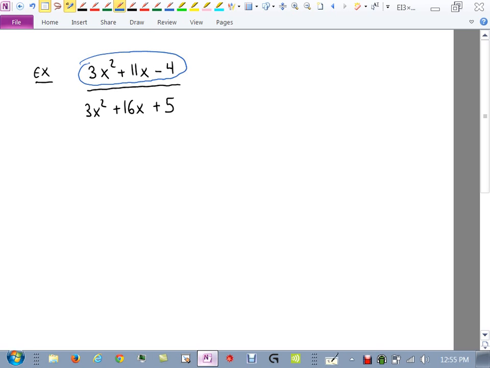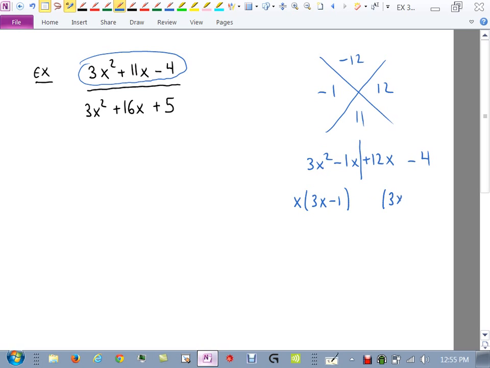Here we go. Let's take that one. I do this thing. What are my numbers? Negative 12 and 11. So what numbers will do that for me? Negative 1 and 12. And then we rewrote it. In the middle, I'd put negative 1x plus 12x. Then I split it and do my grouping, right? What comes out of the first two terms? Just x, right? We're left with 3x minus 1. I need to match that over here, 3x minus 1. So what do I need to put in front of this to create that? Positive 4. So it becomes 3x minus 1 times x plus 4.